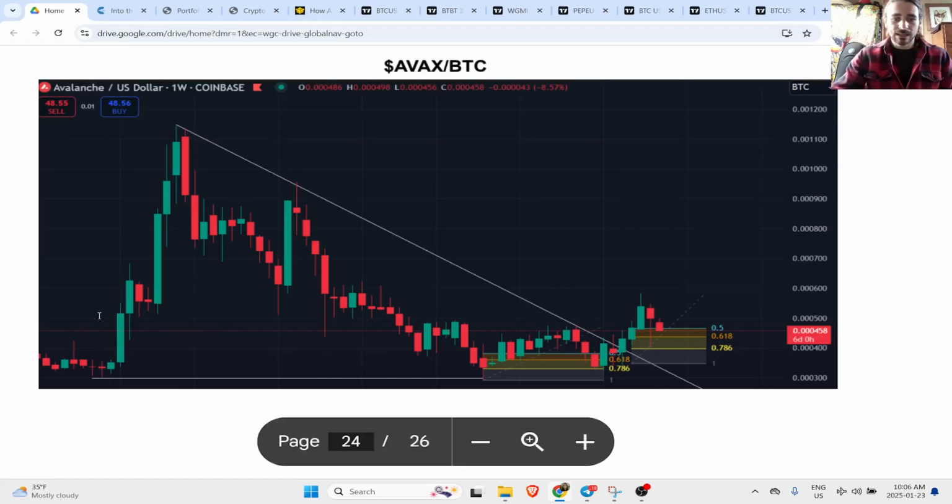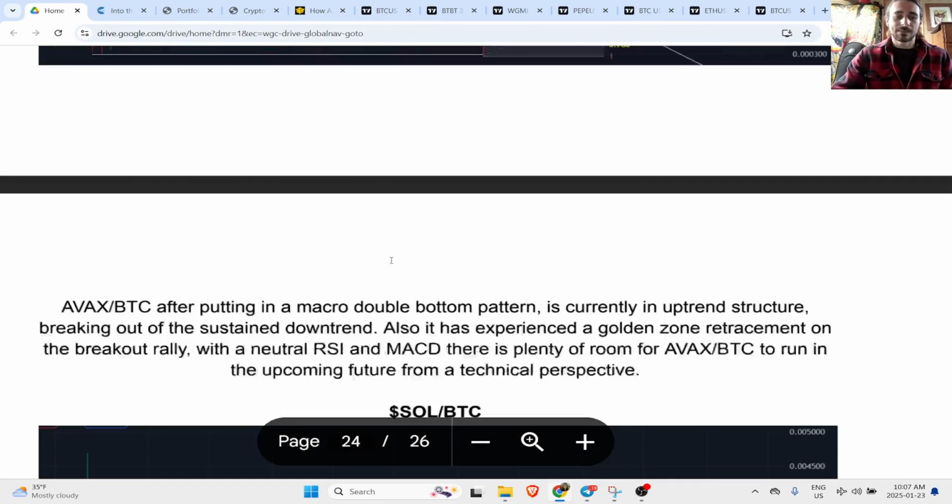AVAX Bitcoin, again, we see was able to hold this macro low here and then did have a higher low print here. We had a breakout of this long downtrend, came back, tagged that golden zone here, and then that would be our subsequent entry. So initial entry here, subsequent entry here, and then again riding that up to the upside.